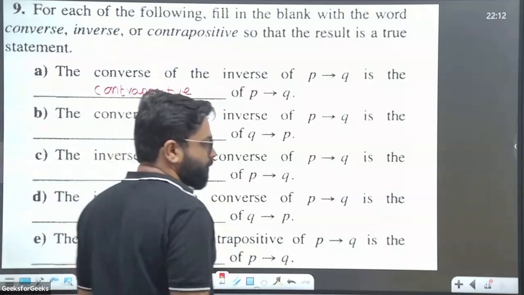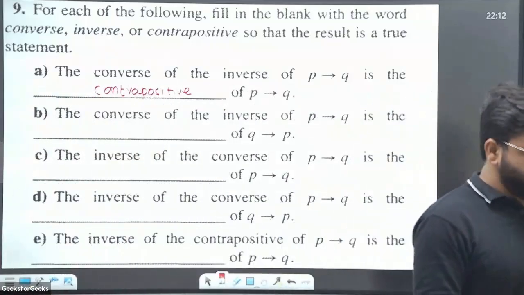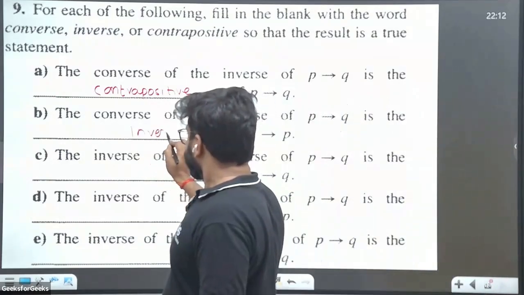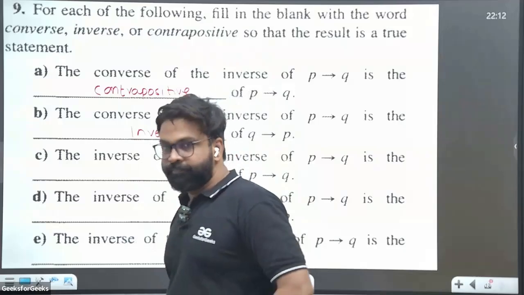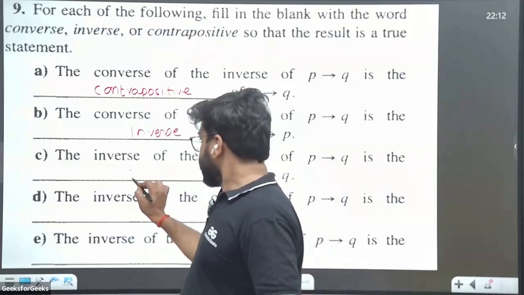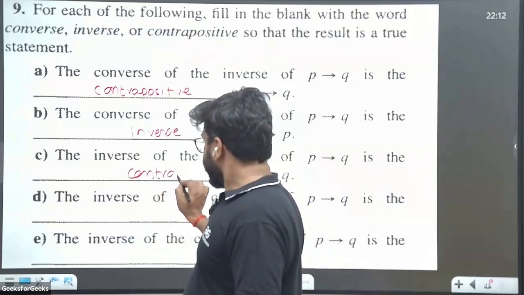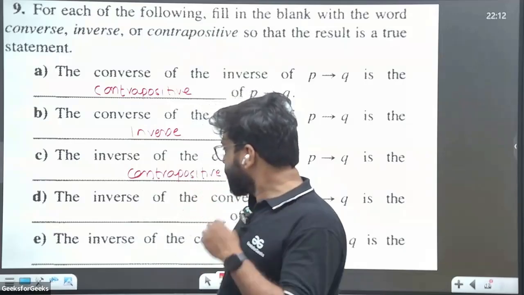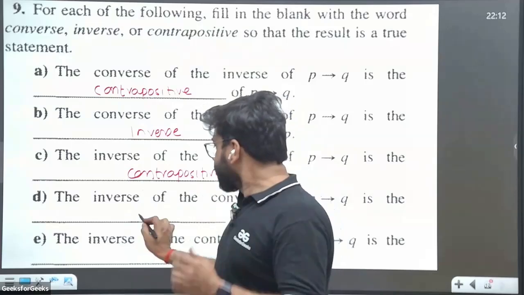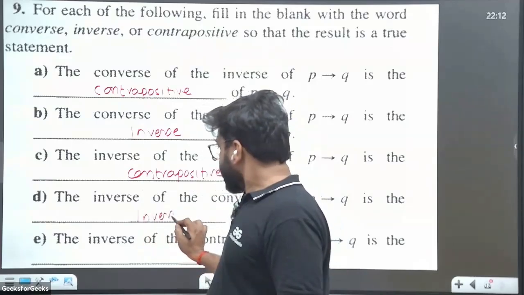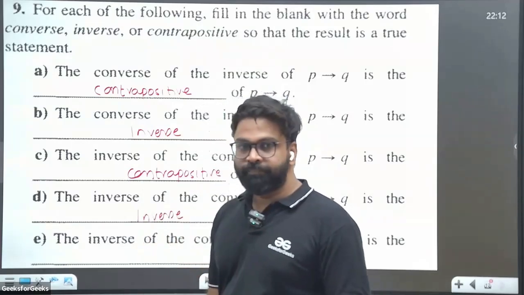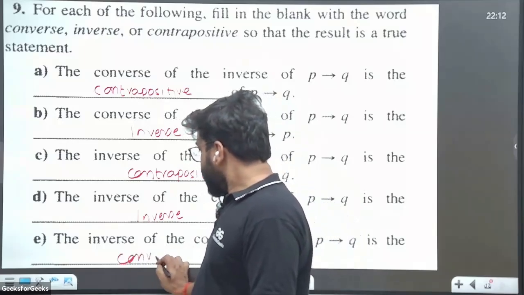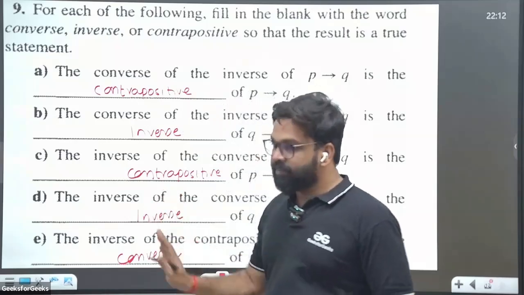For the second one? Inverse. Third one? Contrapositive. Fourth one? Inverse. And E? Converse. Okay. I don't think you need any type of explanation.